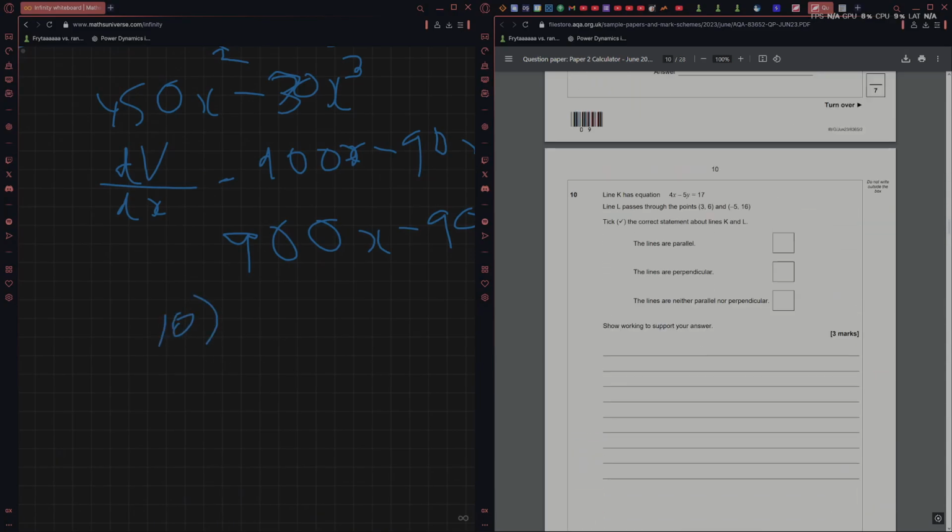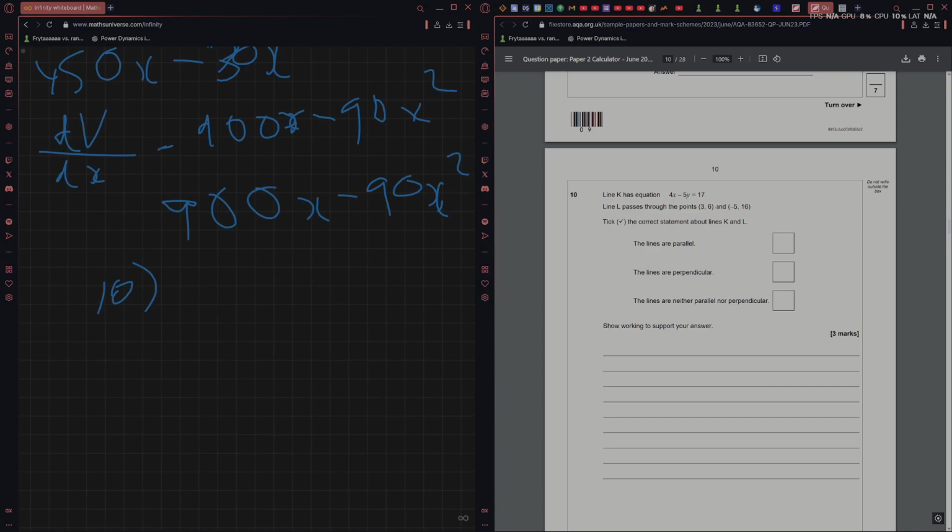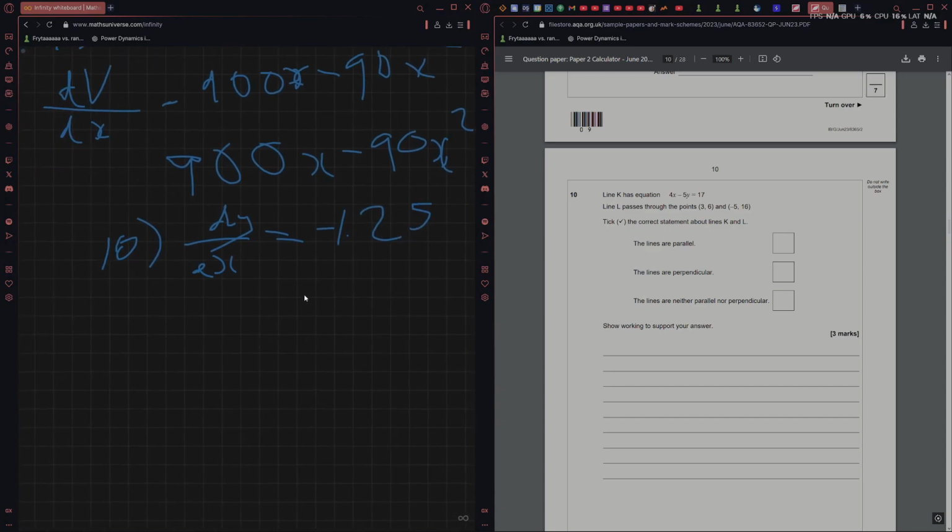Right. So we passed through these points. So we just need to find the line of L, and that should work. Yeah. So we know the change in y over the change in x equals 10 over negative 8. This one goes down, this one goes up, so it's negative. So it's negative 1.25. That's the gradient.